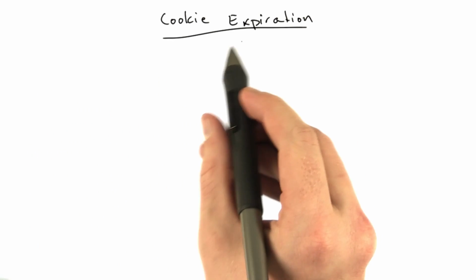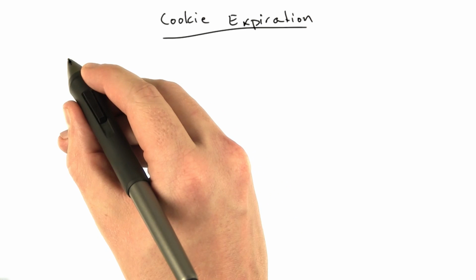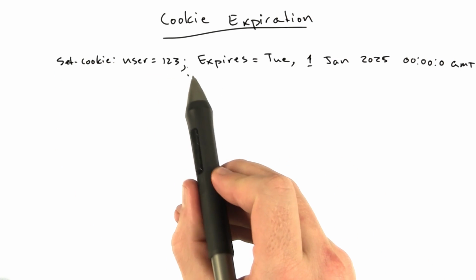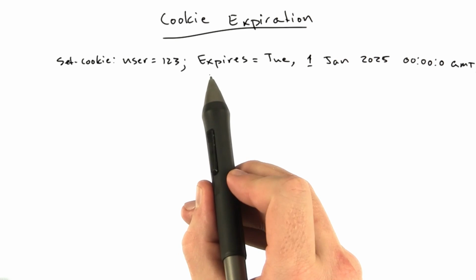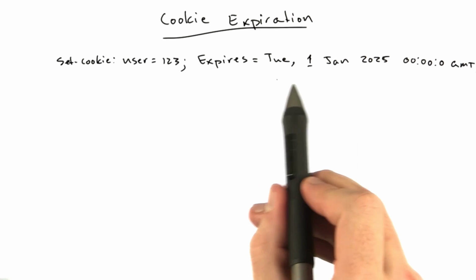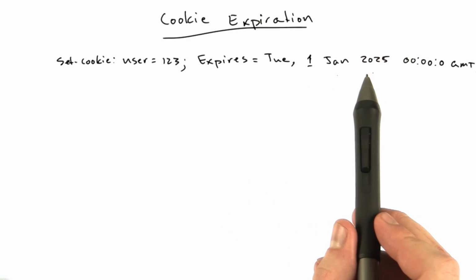Okay, so I'm going to talk a little bit about cookie expiration real quick, and then we will move on. So let's get our cookie. Okay, so this is a cookie we've been working with. I've added an extra little parameter here called expires, which basically gives the cookie an expiration date. And this means the browser will hang on to this cookie until Tuesday, January 1st, 2025.